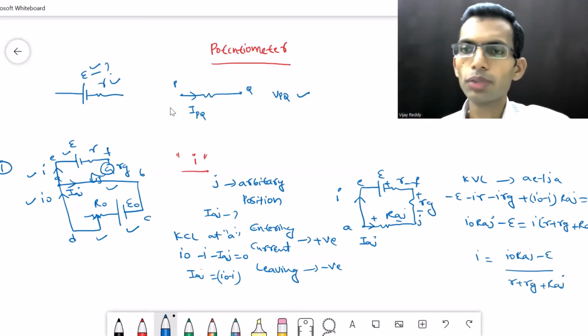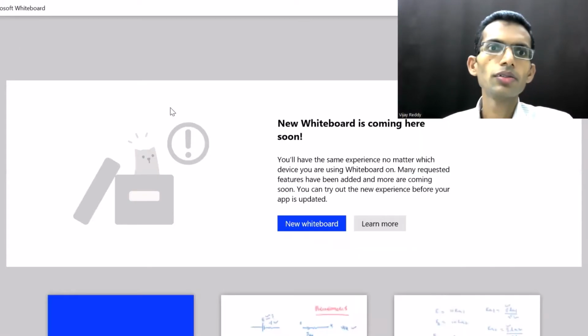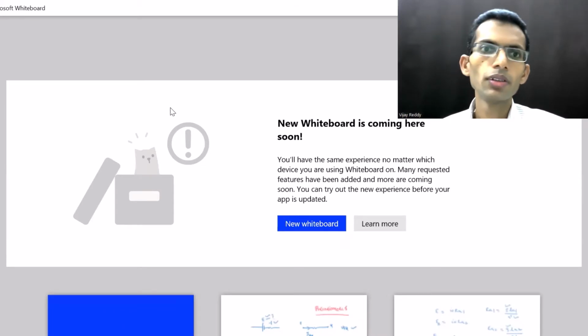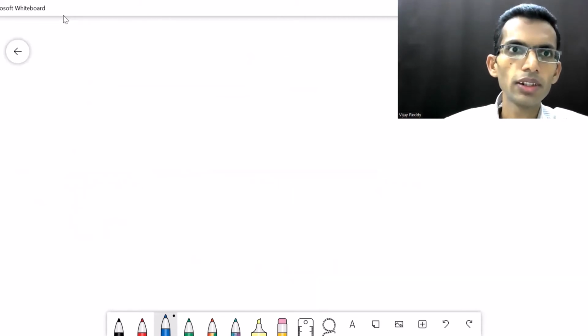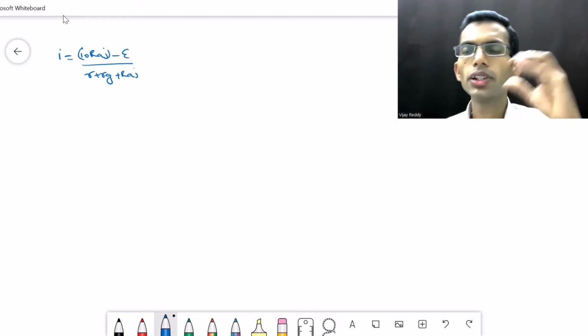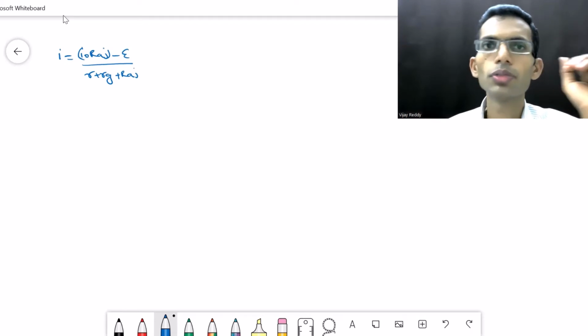So let me move to the next whiteboard. This is the current expression. So we obtained the current expression as I is equal to I naught RAJ minus E by R plus RG plus RAJ. So what does this term represent? For that we need to refer to Ohm's law.